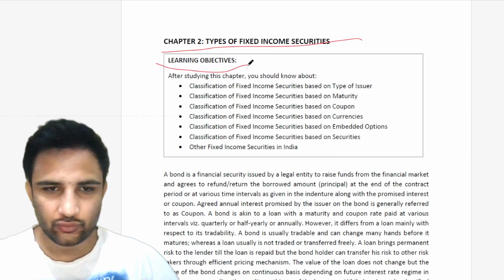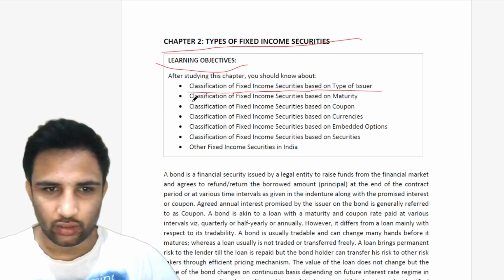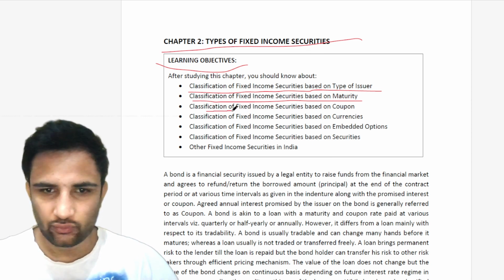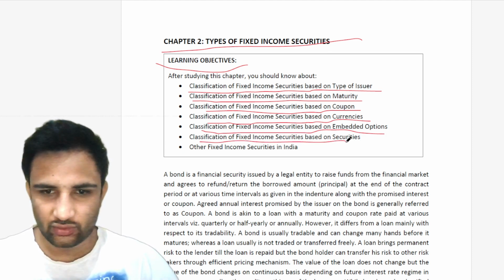The learning objectives of this chapter are classification of fixed income securities based on type of issuer, classification of fixed income securities based on maturity, classification of fixed income securities based on coupon, classification of fixed income securities based on currencies, classification of fixed income securities based on embedded options, classification of fixed income securities based on securities, and other fixed income securities in India.